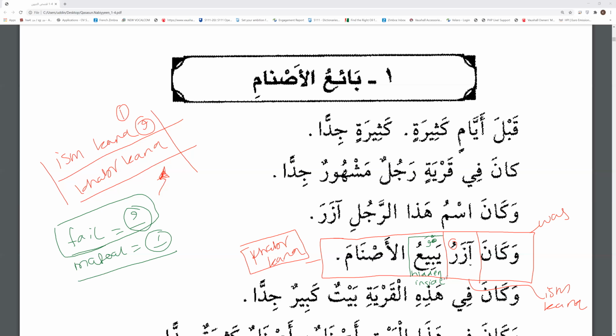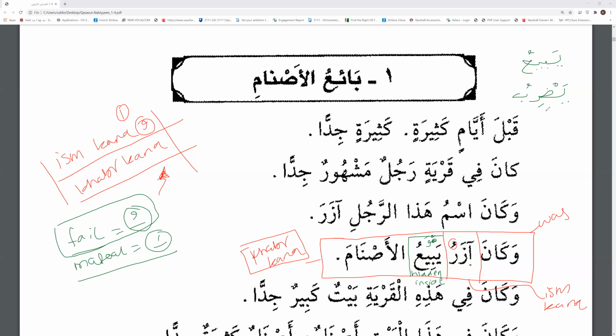Because you know this yabi'u. So let me write yabi'u here. Watch this. My handwriting is really bad actually. Let me write yaf'alu. Hold on. Let me write yadribu. I'm confident with yadribu. You see this yadribu?